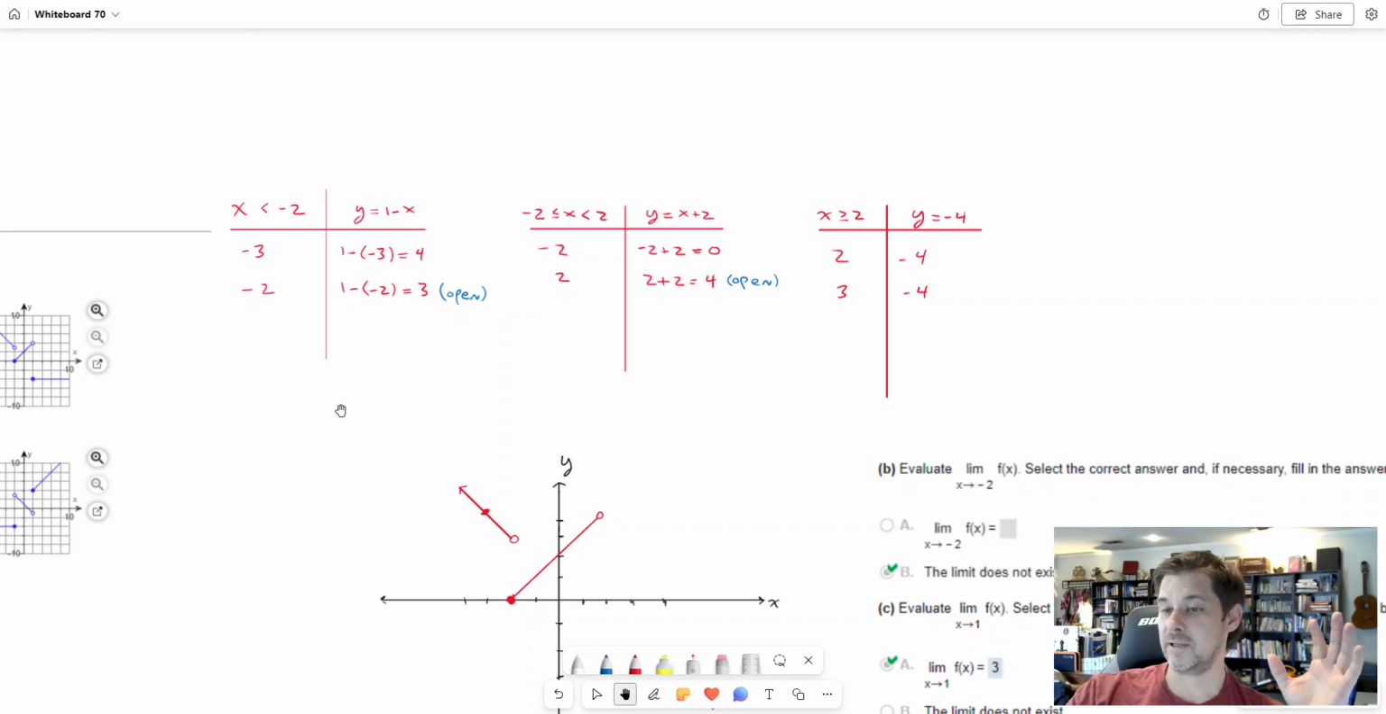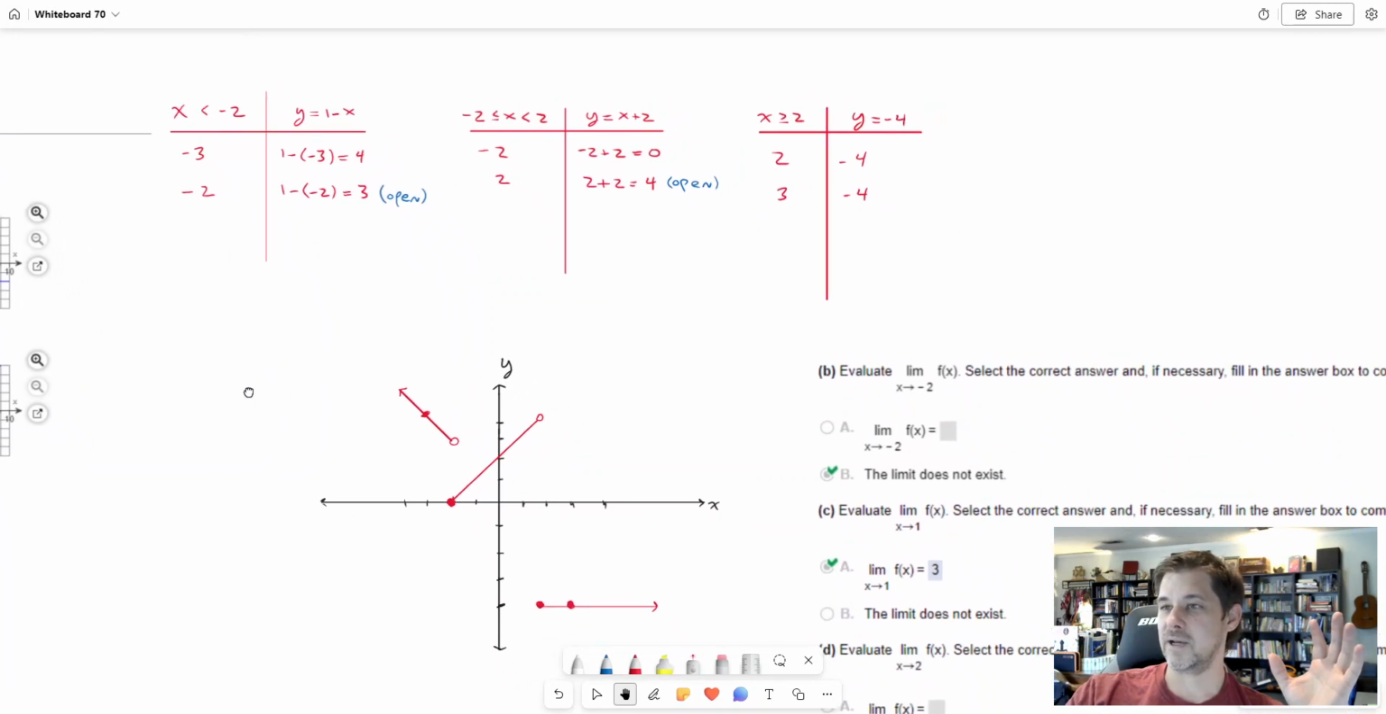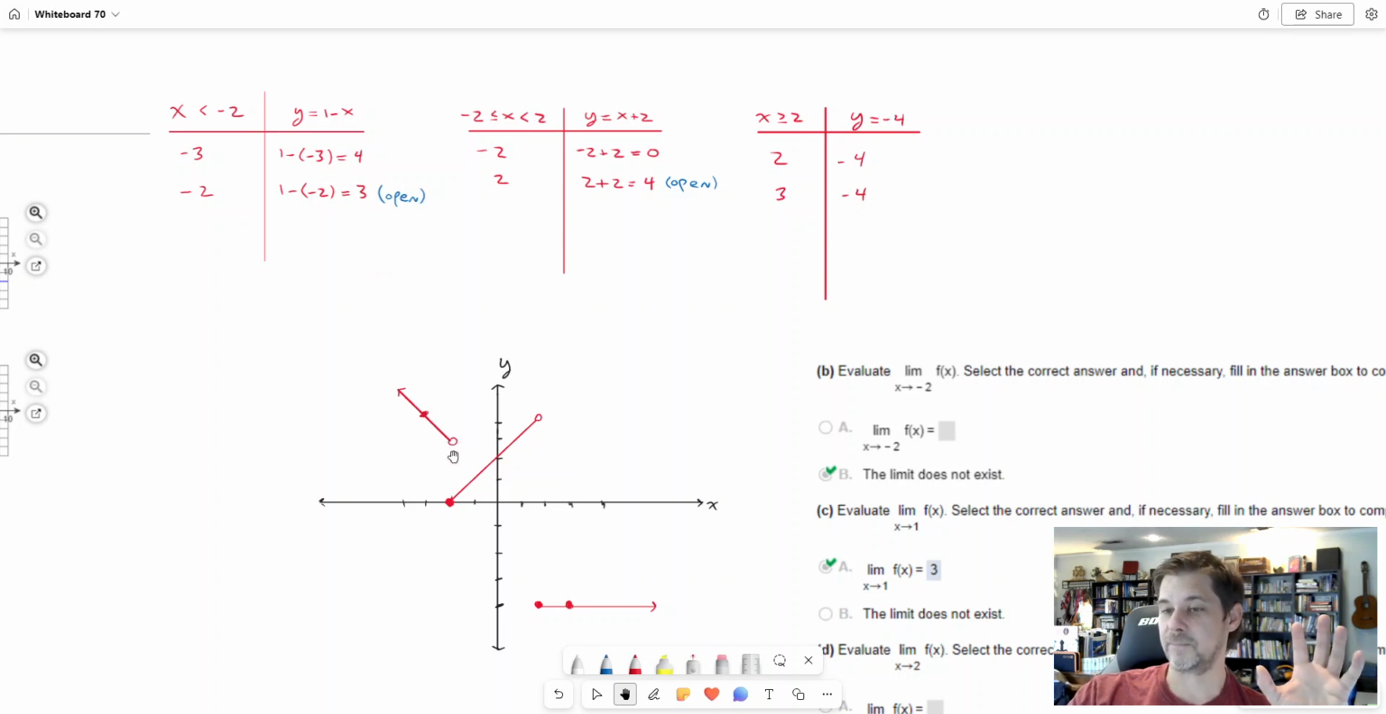So I get 2 points right there, and here's my graph. This is the graph I'm going to get. I plotted them. -3 for x, 4 for y, that's this point. -2 for x, 3 for y, that's this one that you see open right there. Okay, now to the next one.